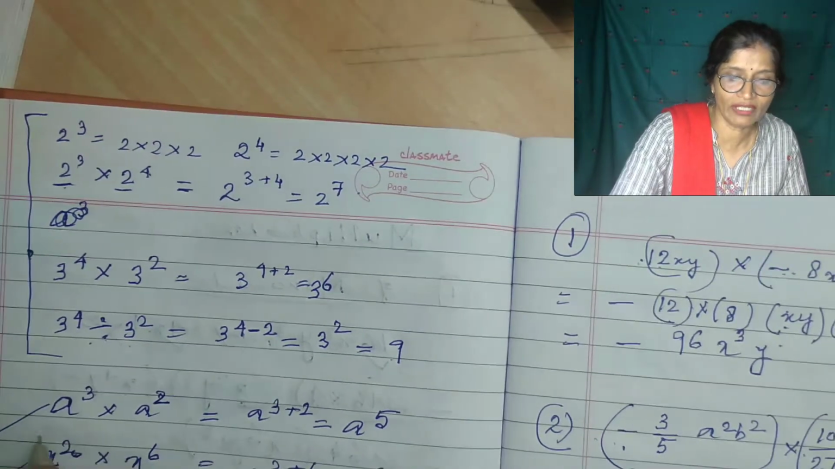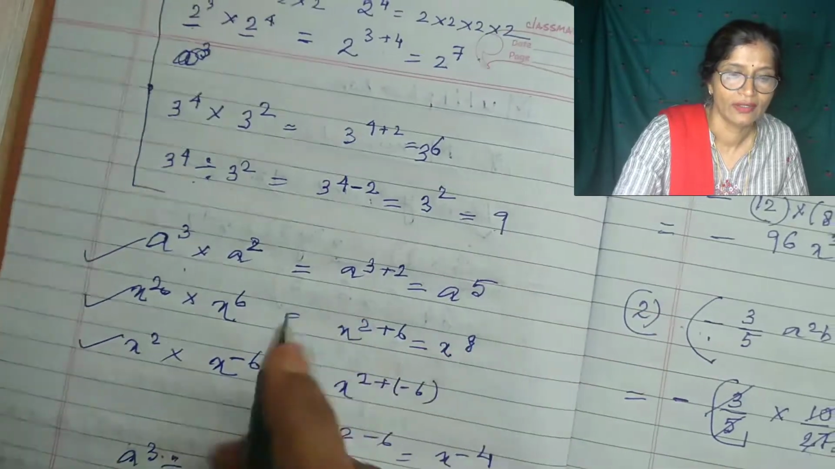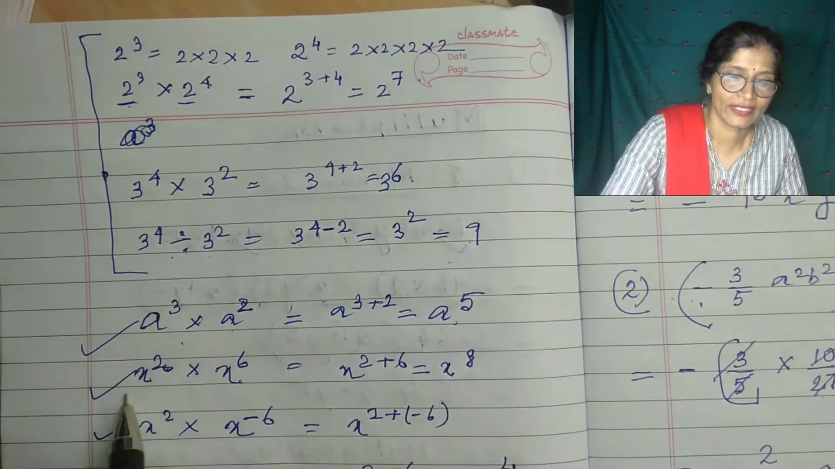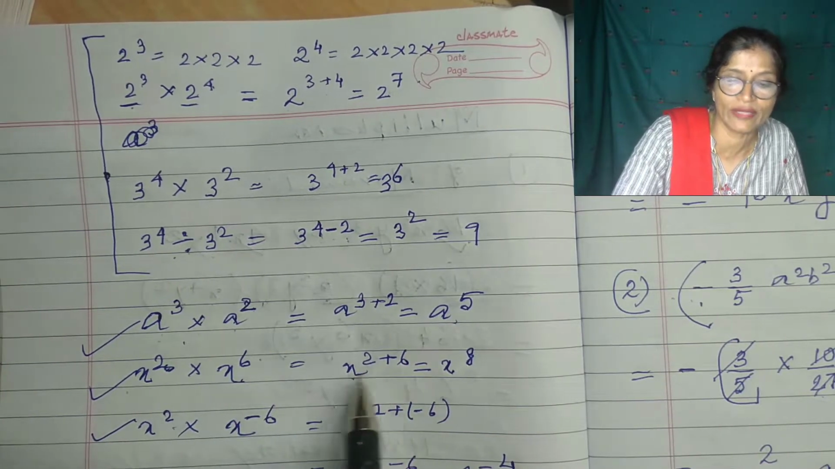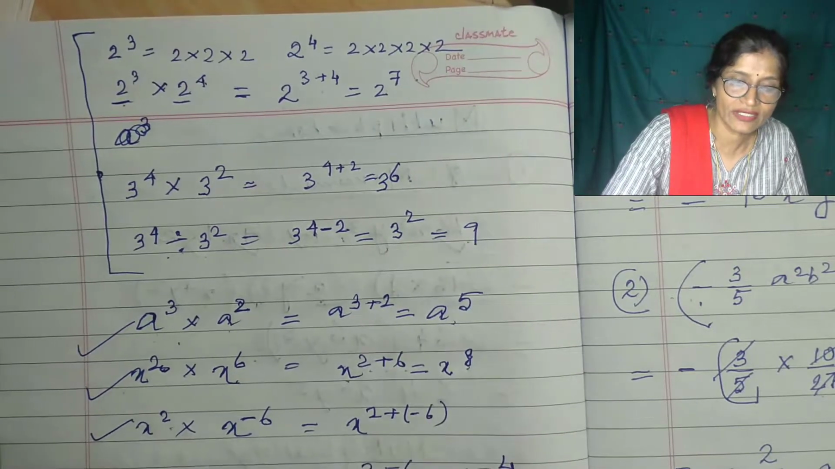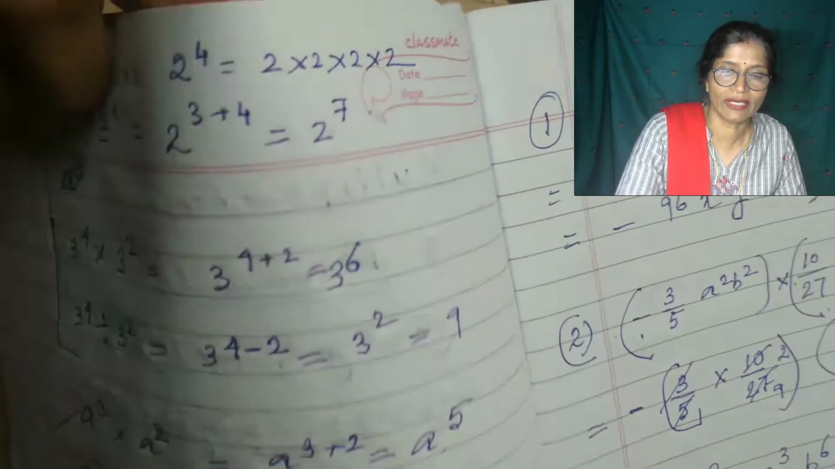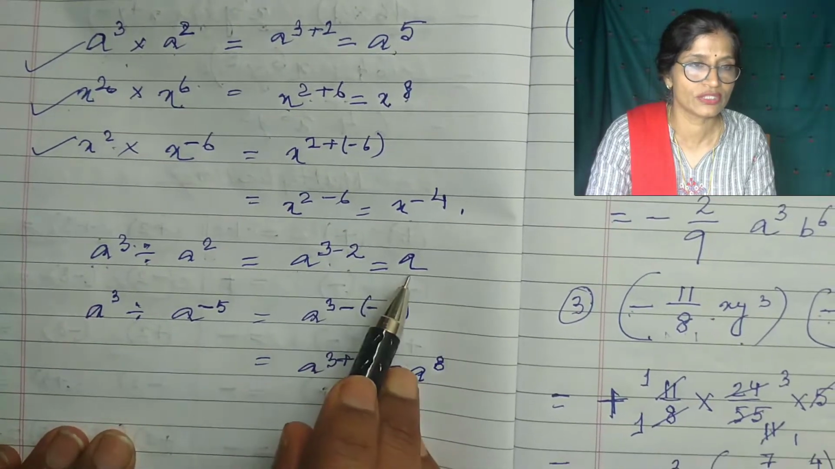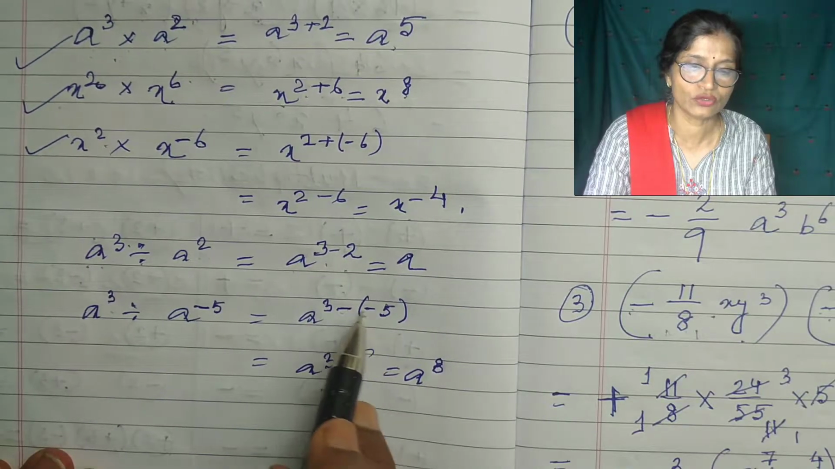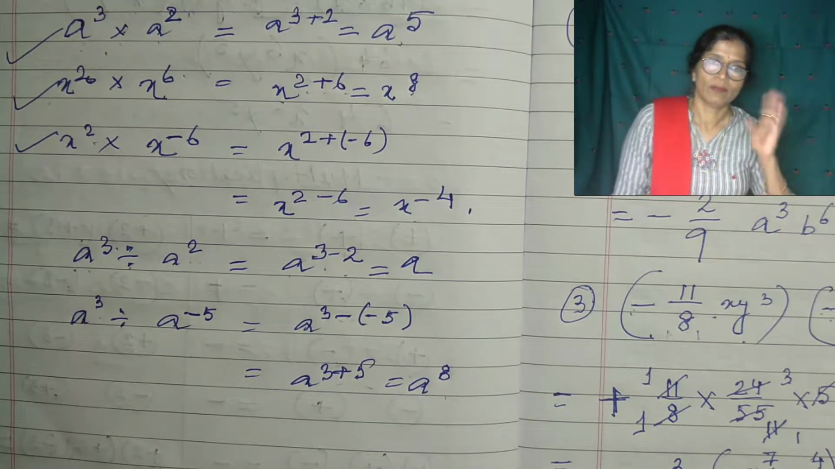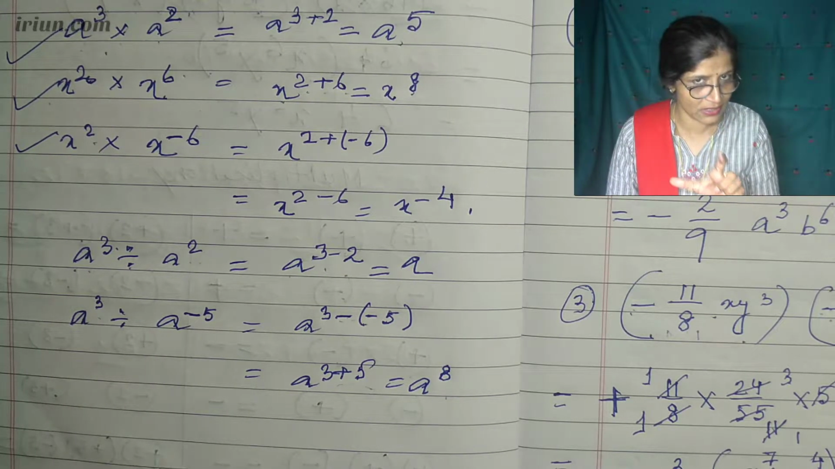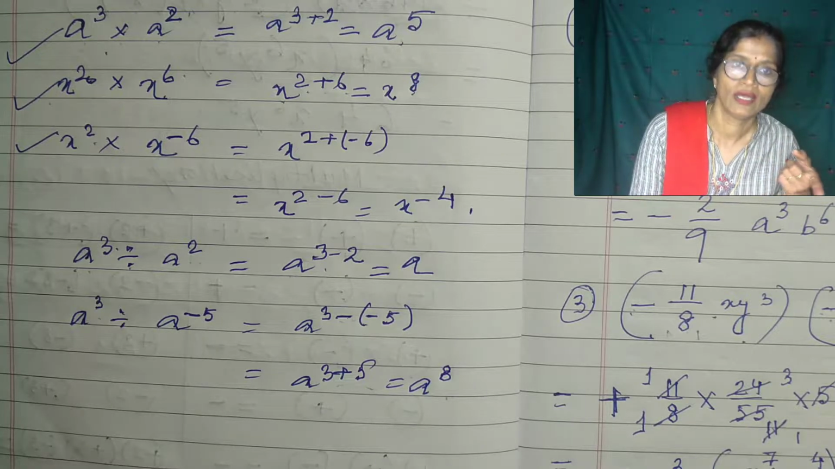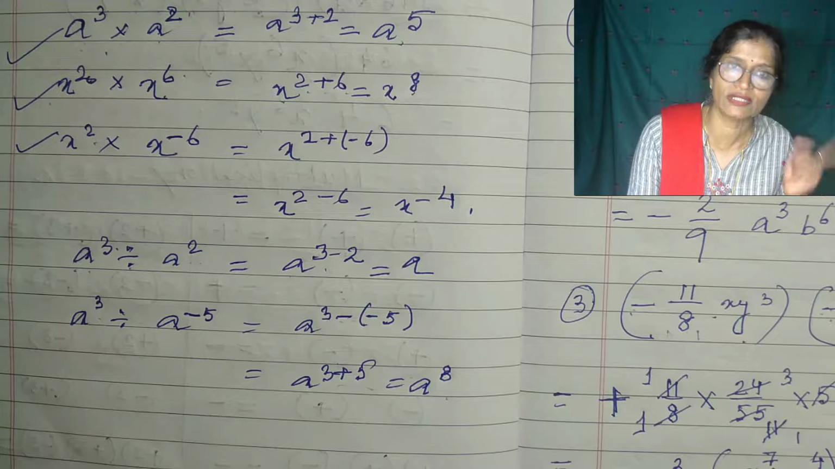And the same way in algebra also, if variables are there, then a cube into a square will be equal to a to the power 3 plus 2, that is 5. X to the power 2 into x to the power 6 is equal to x to the power 2 plus 6, x to the power 8. And when it is division, like a cube divided by a square, then powers will be subtracted: a to the power 3 minus 2. So the gist is that plus into plus is plus, minus into minus is plus, plus into minus and minus into plus is minus. And in multiplication, when bases are the same, powers will be added, and when division is there, powers will be subtracted.